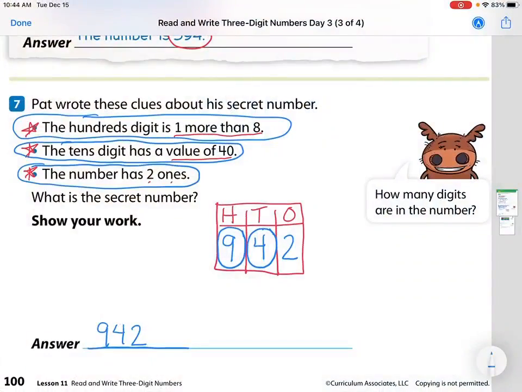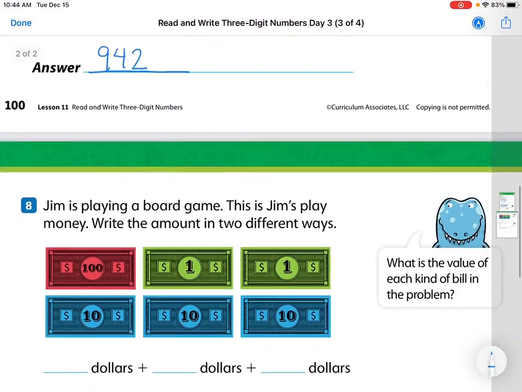All right, I hope you have 942 is our secret number. So let's move on to page 101.